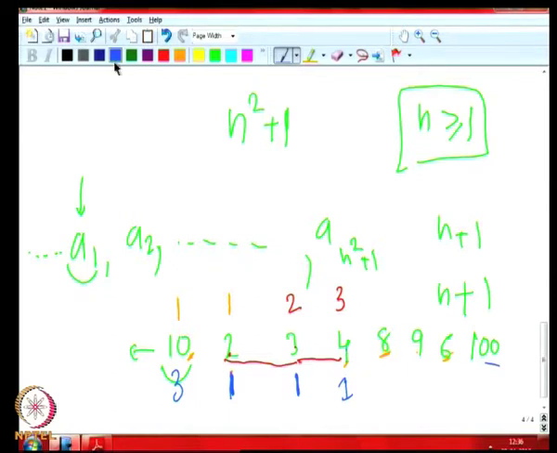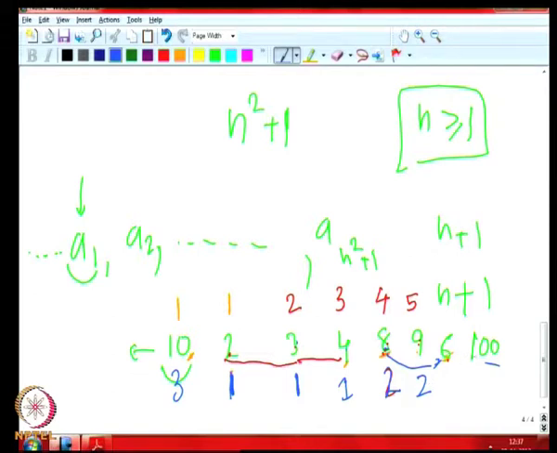But with 8, we get 2, 3, 4, 8, which is length 4. Starting with 8, if you go to 9 it is increasing, but 8, 6 is a decreasing sequence of length 2. Now with 9, we again have 2, 3, 4, 8, 9, a length 5 increasing sequence ending at 9. But for the decreasing sequence, it is again 2, because 9, 6.